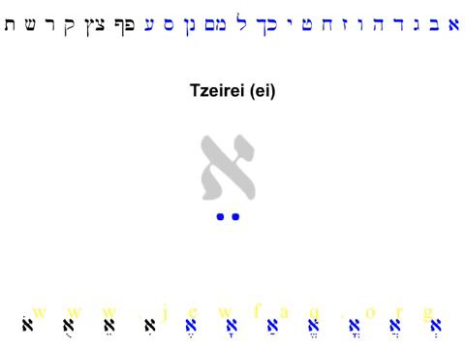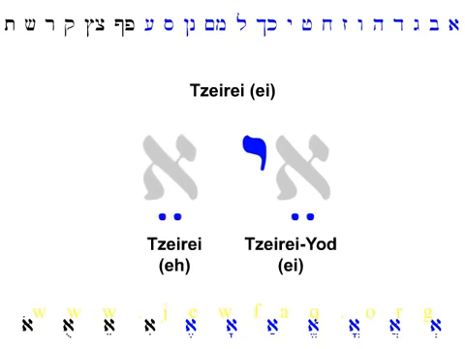Next is tsere. It's pronounced like the A in neighbor or they. Sometimes it's followed by a yud that doesn't have a vowel of its own. When you see that, the yud is part of the tsere vowel and isn't pronounced separately. And that's the way I learned it, and that's the way I hear it in America, but I gather that in Israel, it's pronounced A when it has a yud, and E when it doesn't have a yud.